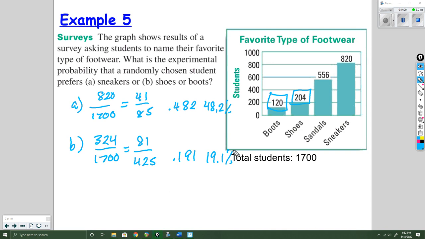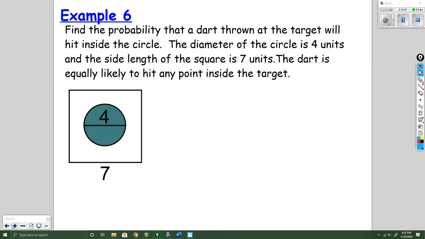All right, last example here, we're going to talk just really briefly about geometric probability. We want to find the probability that a dart thrown at the target will hit inside the target. Obviously, there are a lot of assumptions being made in this type of example. The diameter of the circle is 4 units and the side length of the square is 7 units. The dart is equally likely to hit any point inside the target, so we have no trends in how we throw these darts. It's just going to be totally random. We're good enough to hit the board, but we have no idea where we're going to hit it.